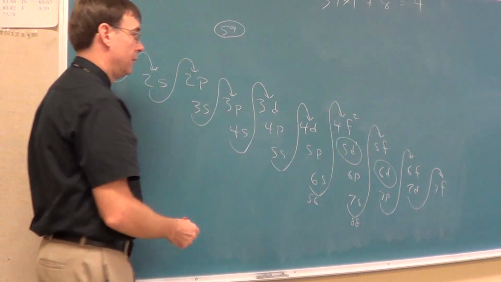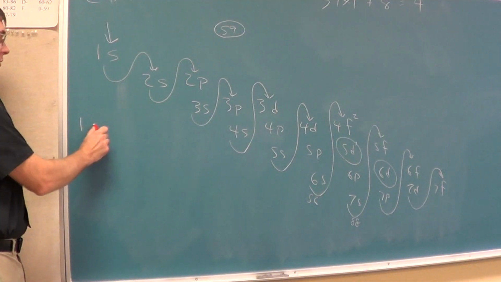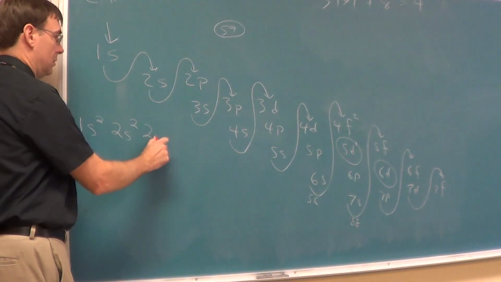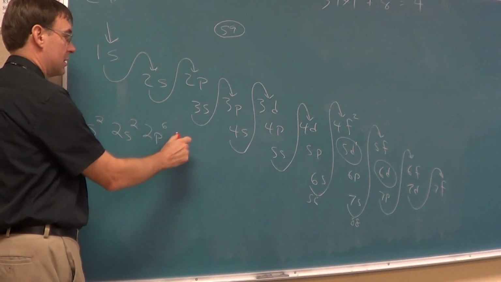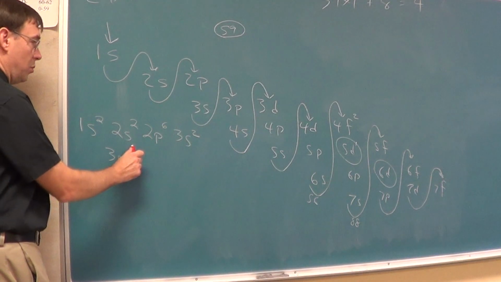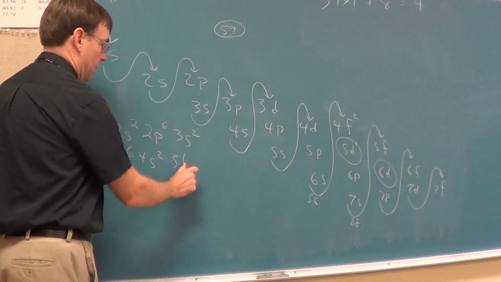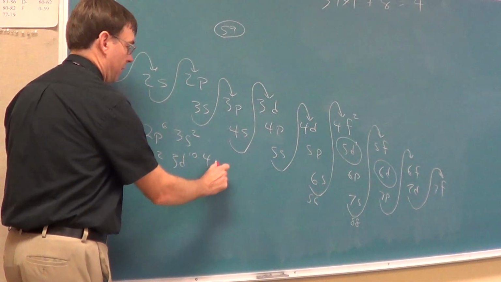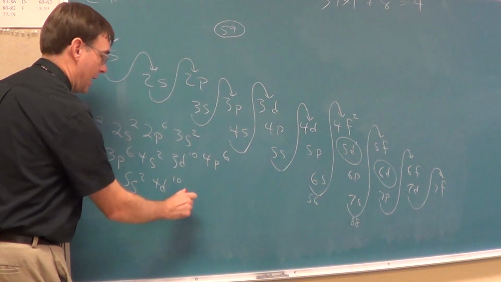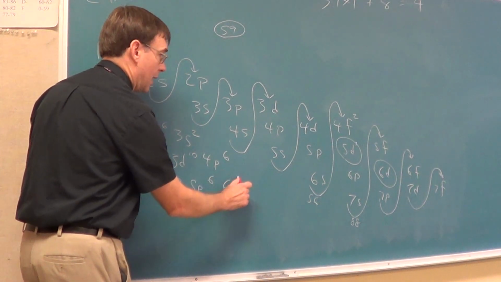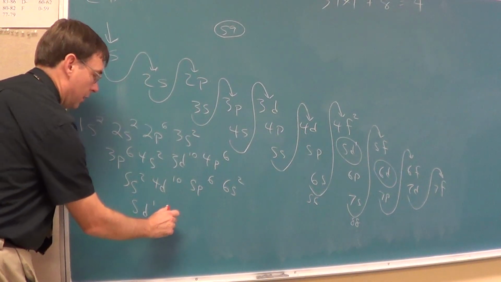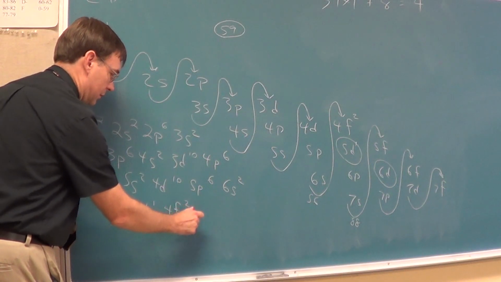And so we'd have this enormous list of 1S, where all the S's take 2, 2S takes 2, 2P, P's would all fill with 6, 3S 2. I'm running out of room, so I'll just go to the next line, 3P 6, 4S 2, the D's all take 10, 4P 6, 5S 2, 4D 10, 5P 6, 6S 2. What happens after 6S 2? 5D, 1, 4F takes 2.